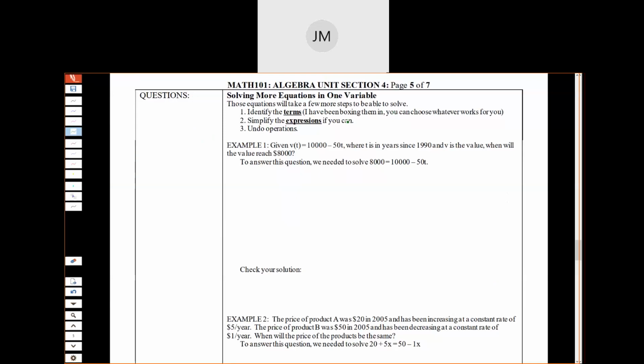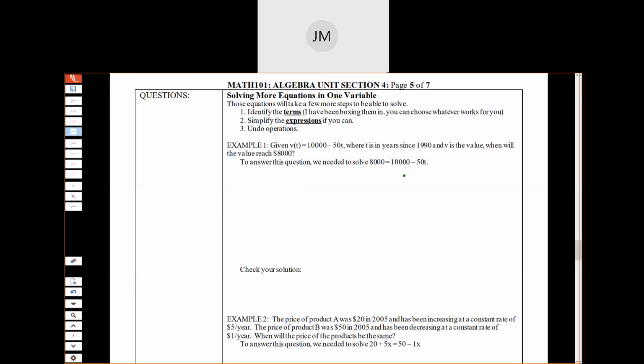Given v of t equals 10,000 minus 50t, where t is in years since 1990 and v is the value, when will the value reach 8,000? Okay, so I'm saying, all right, if this is my value, I want to find when it is 8,000. So 8,000 is equal to my expression for the value.